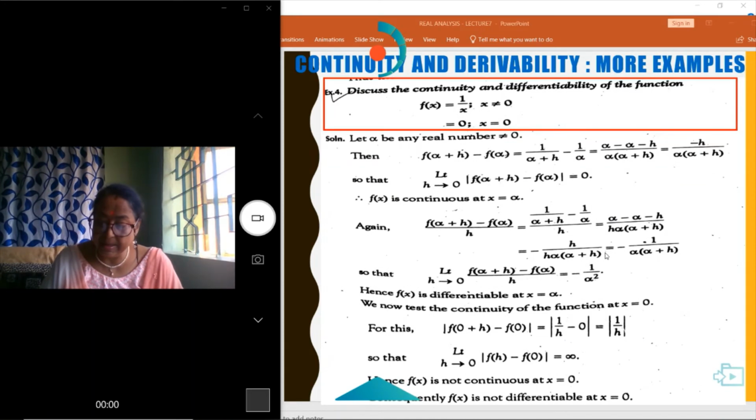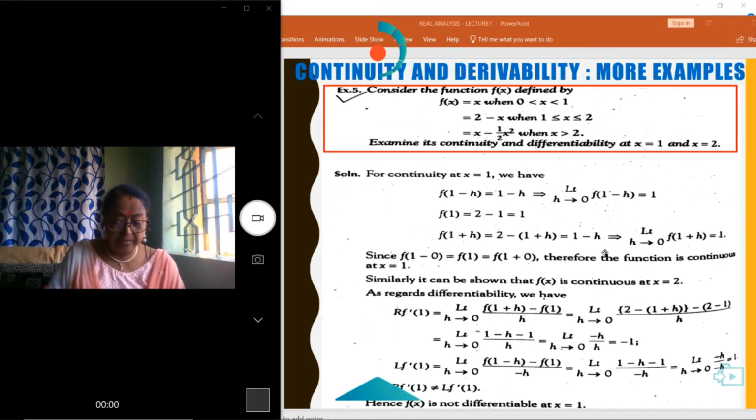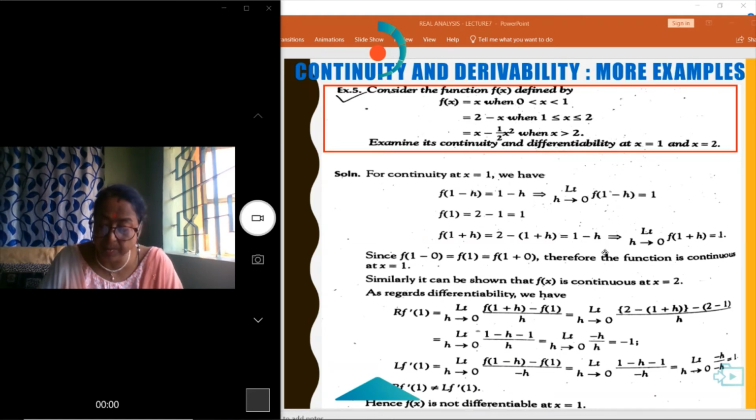Now, consider a function defined by f(x) is equal to x for x lies between 0 and 1, and when x lies between 1 and 2 it is equal to 2 minus x, and when x is greater than 2 it is (x - 1) by x square.